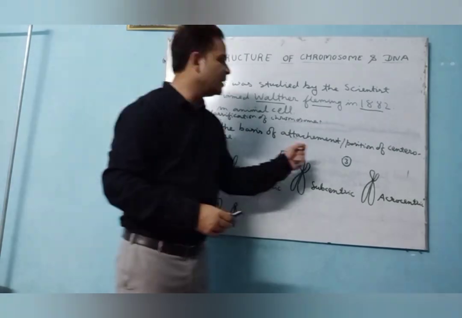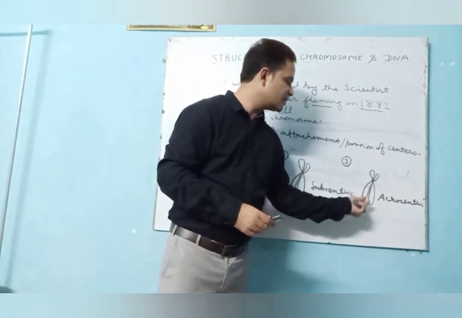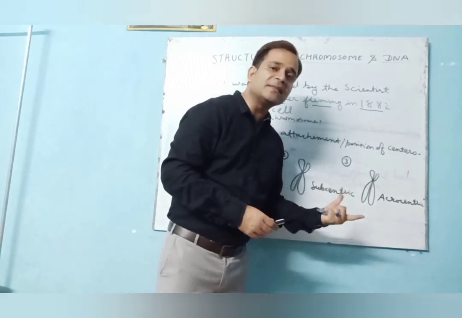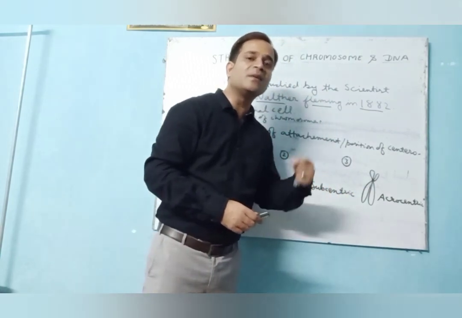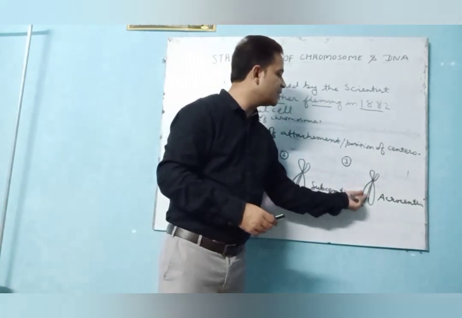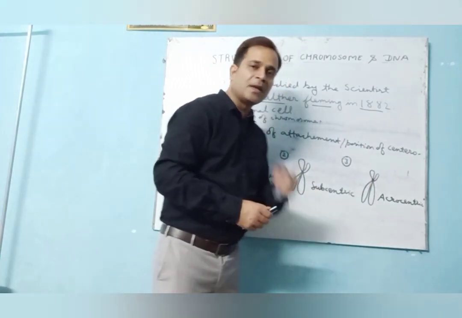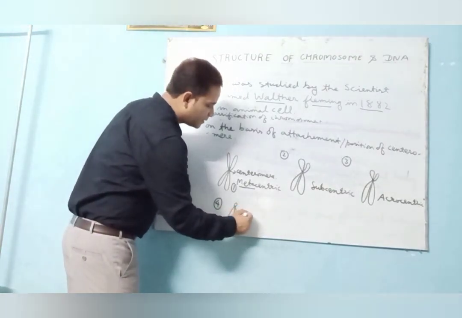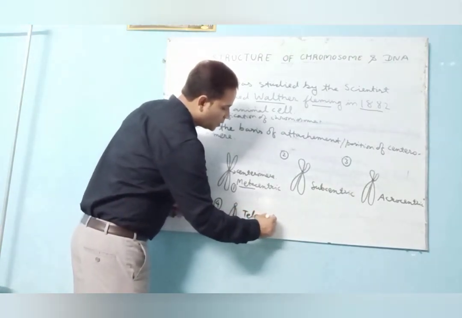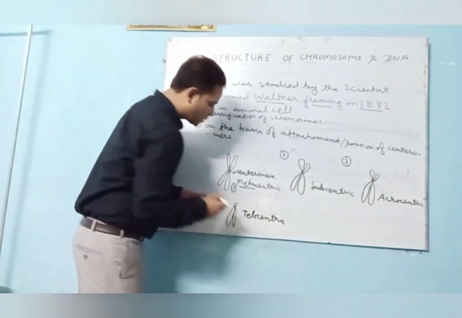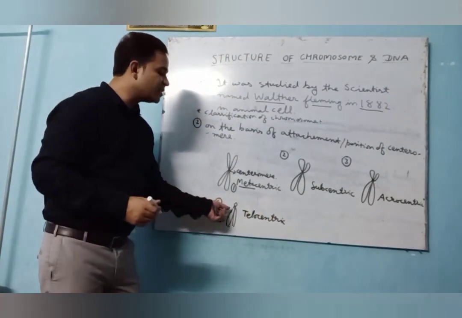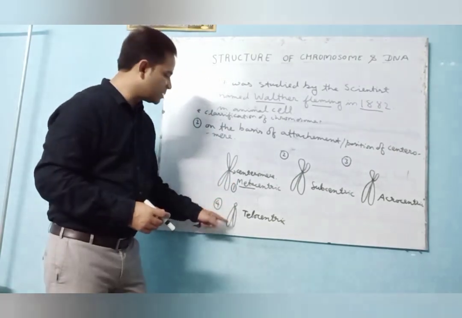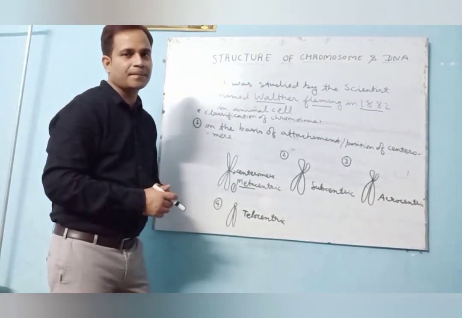Now in acrocentric, what I'm saying here is that one of the chromatids is much bigger than the other. So whenever one of the chromatids is much bigger than the other, then it is termed as acrocentric. Now finally, the fourth one is telocentric. Telo means what? Apex. So whenever the centromere is at the apex of the two chromatids, it is termed as telocentric.